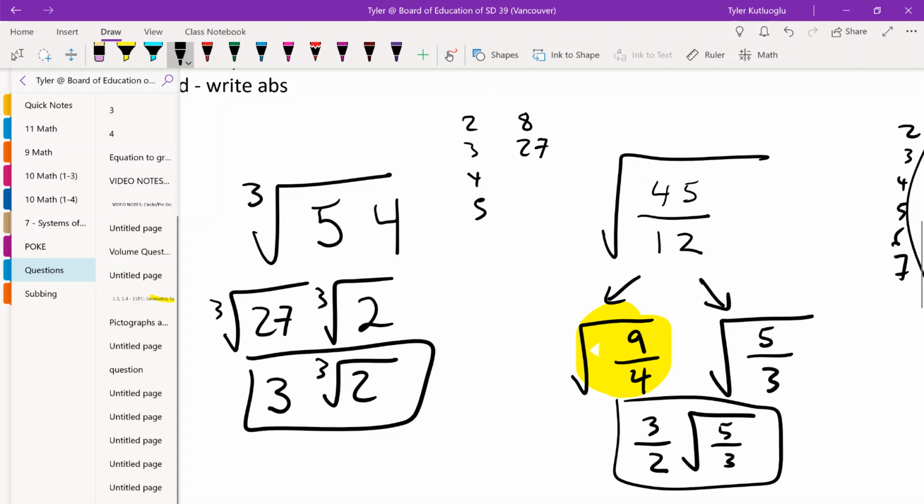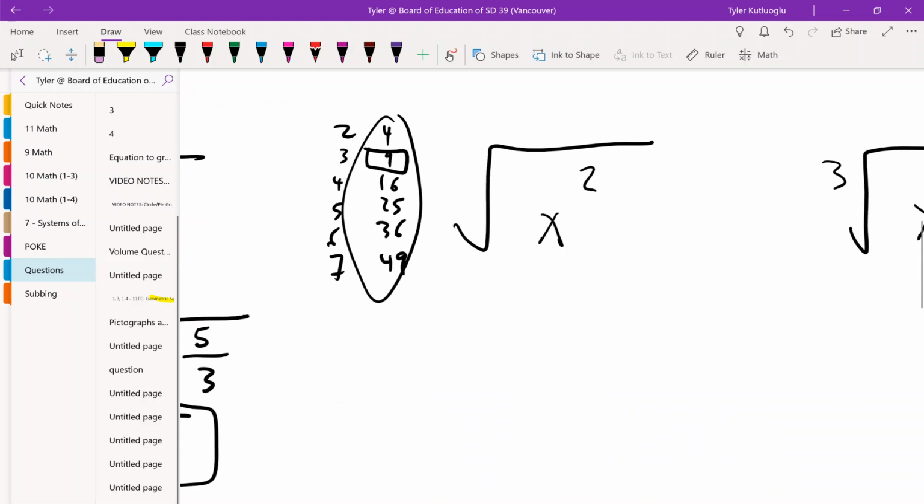And again, vice versa, I can switch it back. It works the same way. You should be able to do this with any kind of index, 4, 5, 6, whatever. You just gotta think about it, use your calculator, help yourself out.